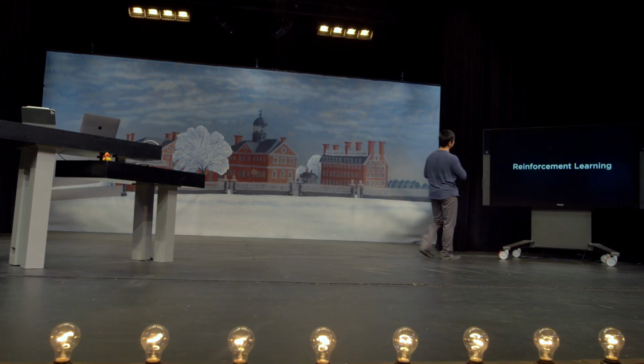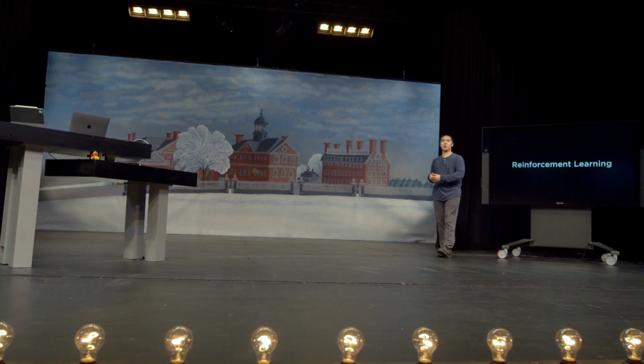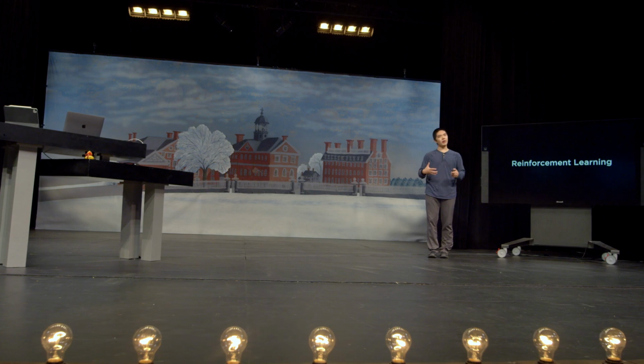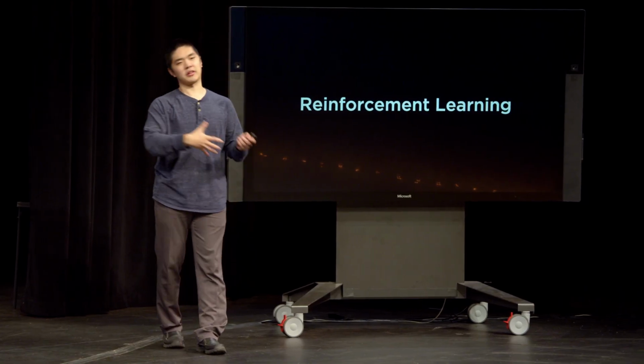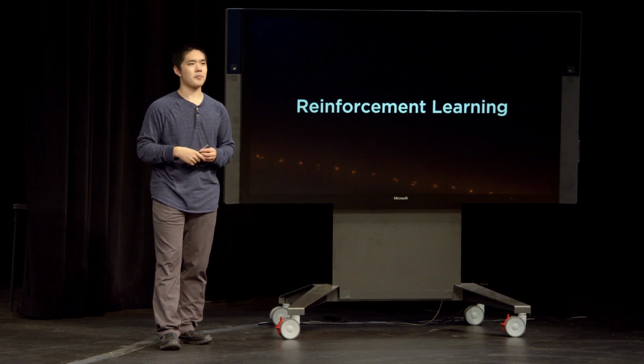And so one type of machine learning is known as reinforcement learning, where you learn from positive or negative rewards. The computer does something well, and it gets a reward. The computer does something poorly, it gets some sort of punishment, and the computer tries to learn from that.